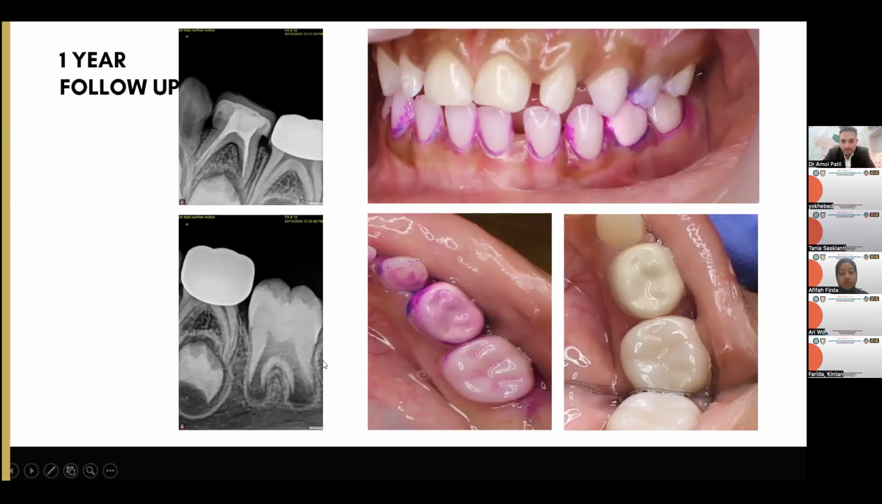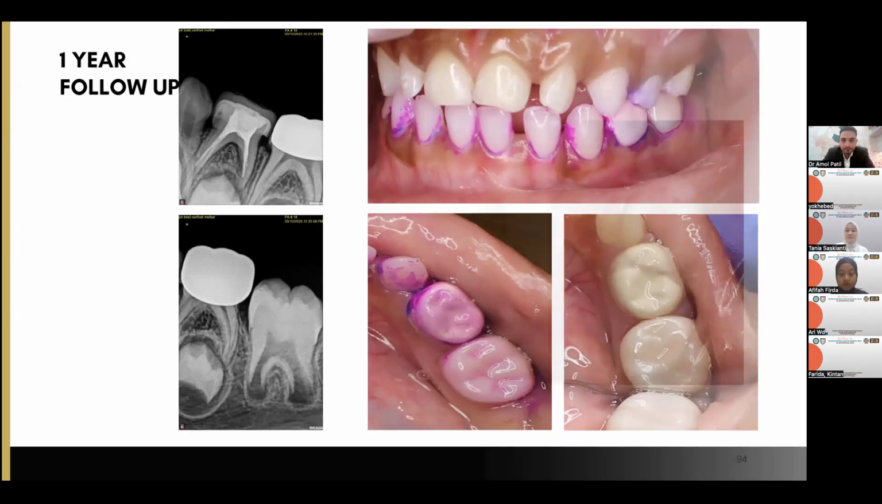When you see this second picture, the plaque accumulation on the canine, a normal natural tooth, is similar to the biflex crown, but it is more as compared to the zirconia crowns. So that's again a deciding factor. If the patient is not going to maintain their oral hygiene, in that case zirconia crown is a better option.